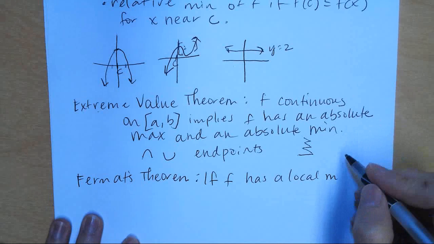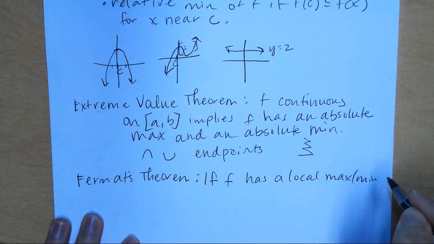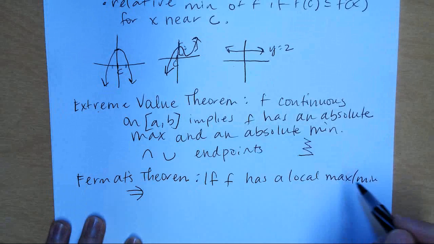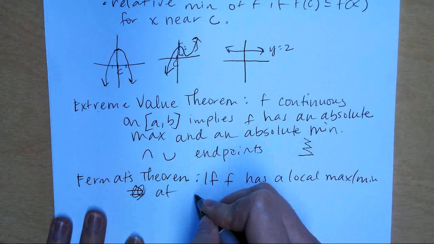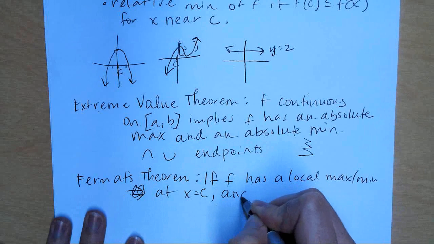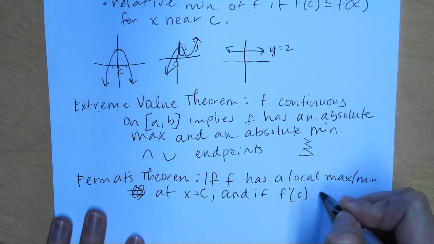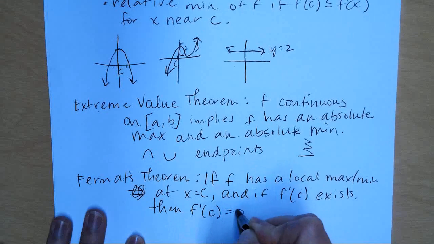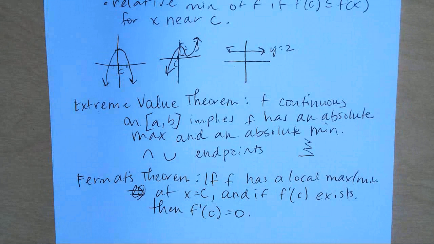Fermat: if f has a local max or min, sorry, I'm writing the wrong thing. If f has a local max or min at x equals c, and if the derivative exists, then f prime of c is equal to 0. If f has a local max or min and the derivative exists, then the derivative has to be 0. If you think about a maximum, if you draw a maximum, the derivative is 0 there, right?